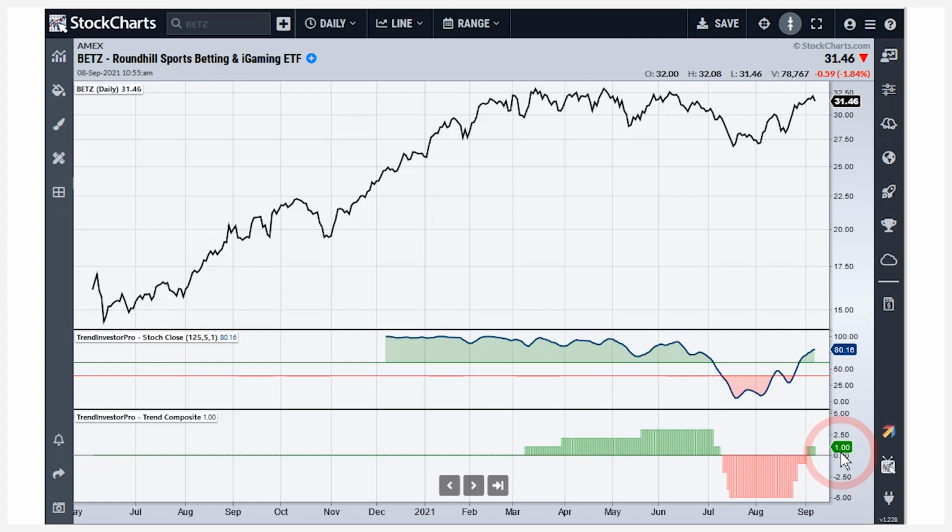So 3 minus 2 is +1. So that's why this indicator is a green +1. So we have a new trend following signal here for this ETF.